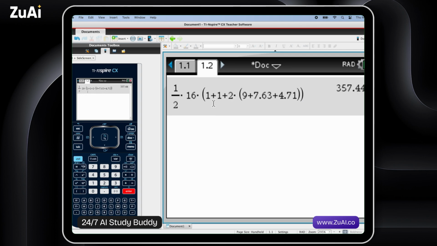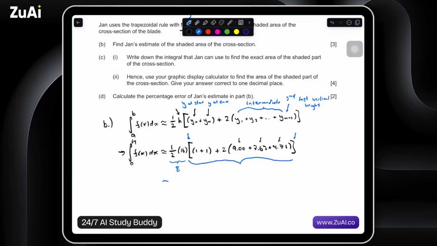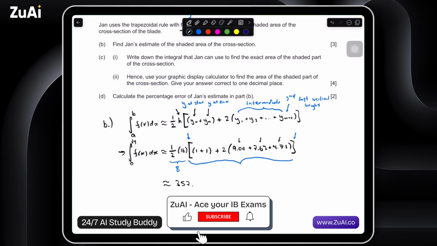357.44. Is that correct? 1 plus 1, that's good. Plus 2 times 9 plus 7.63 plus 4.71 multiplied by 8. This looks good. All right, so going back to our document, we know that the area is approximately equal to 357.44, or to 3 significant figures, 357, I think it's centimeters squared.